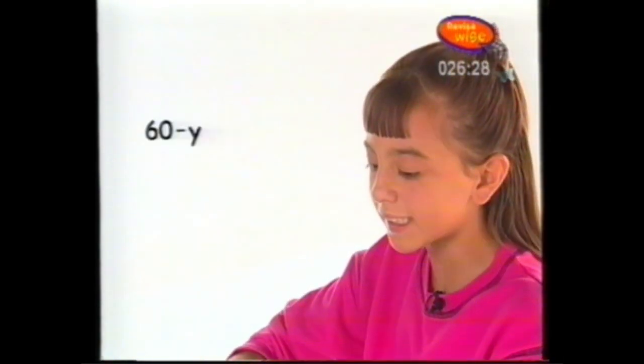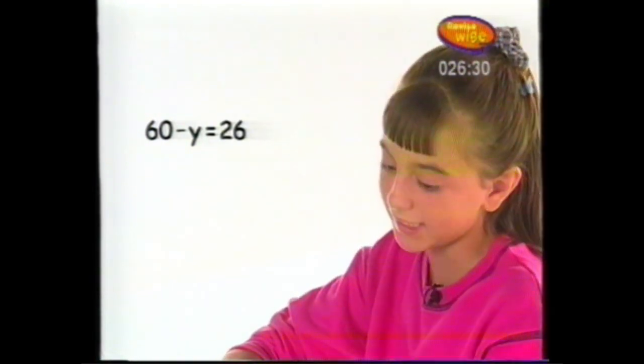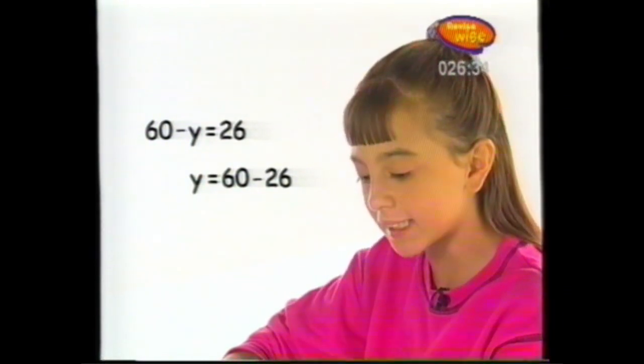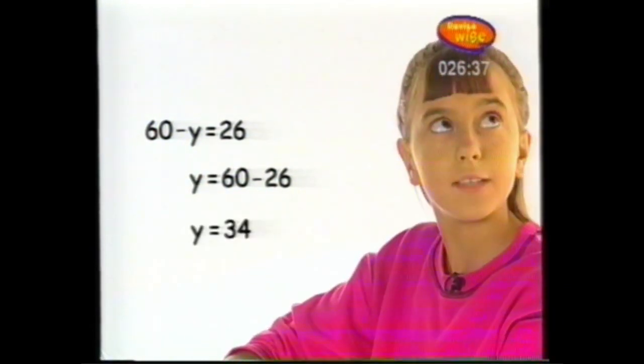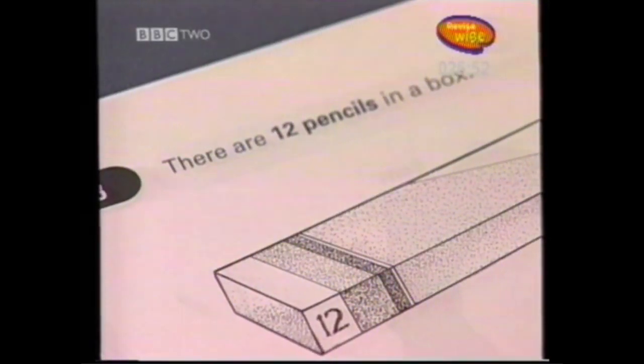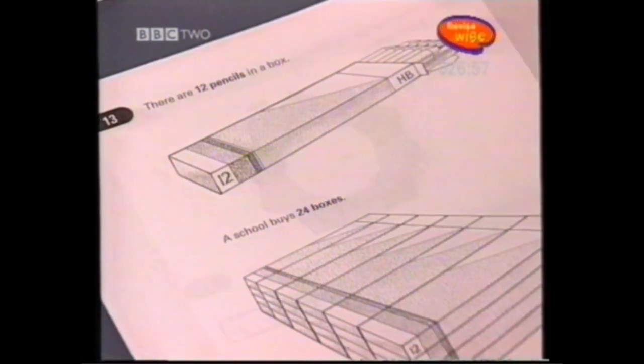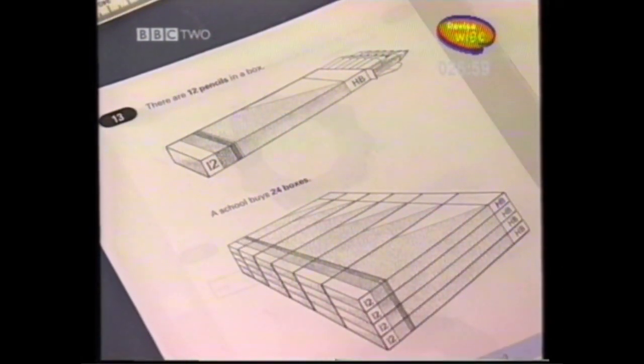Well, if the difference between 60 and y is 26, then y is the difference between 26 and 60, which is 34. Right. There's a reason for using a formula and having letters instead of numbers in your maths. It's when you don't know what the numbers are, but you do know the relationship between things. Look at this question. There are 12 pencils in a box. A school buys 24 boxes. How many pencils does the school buy?